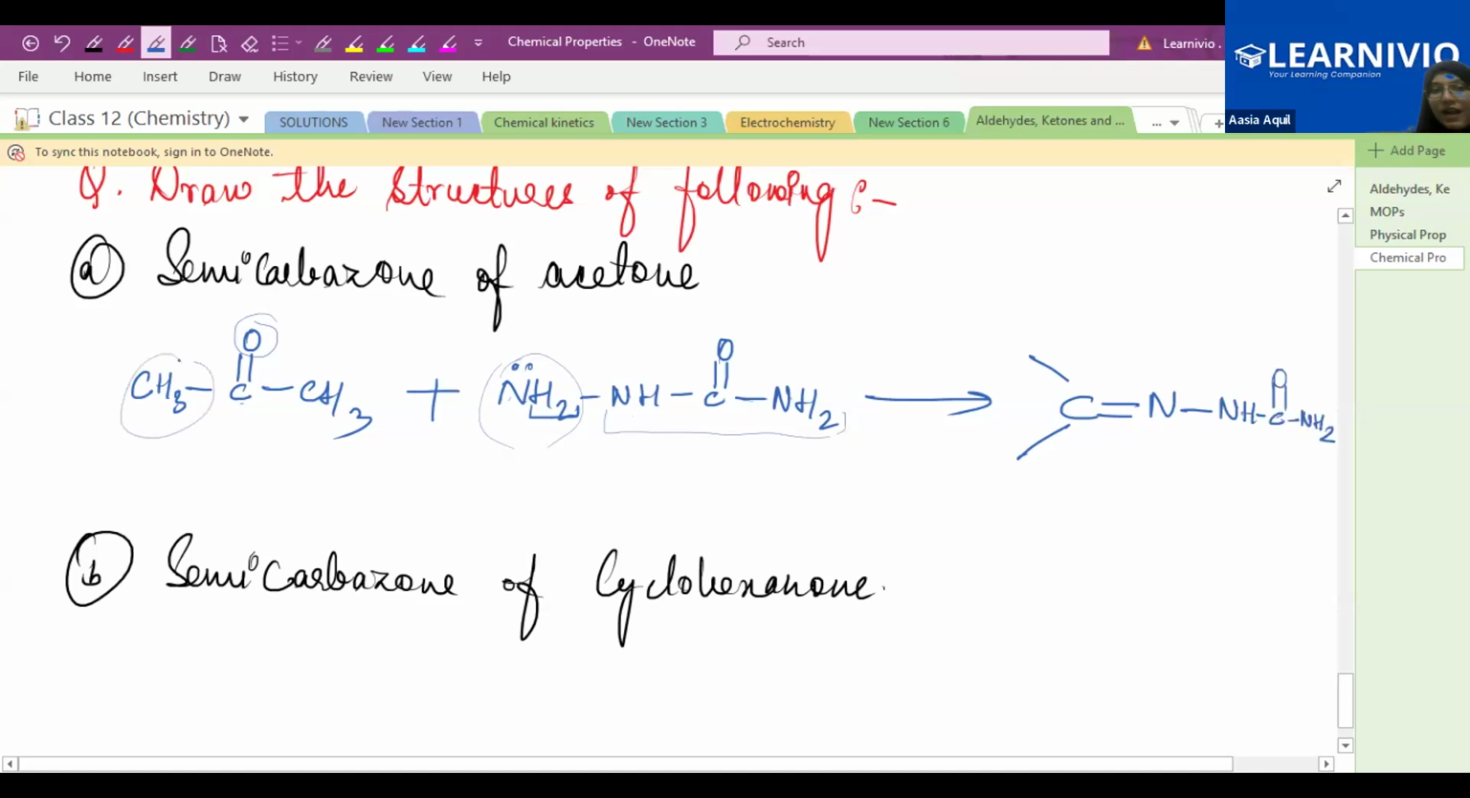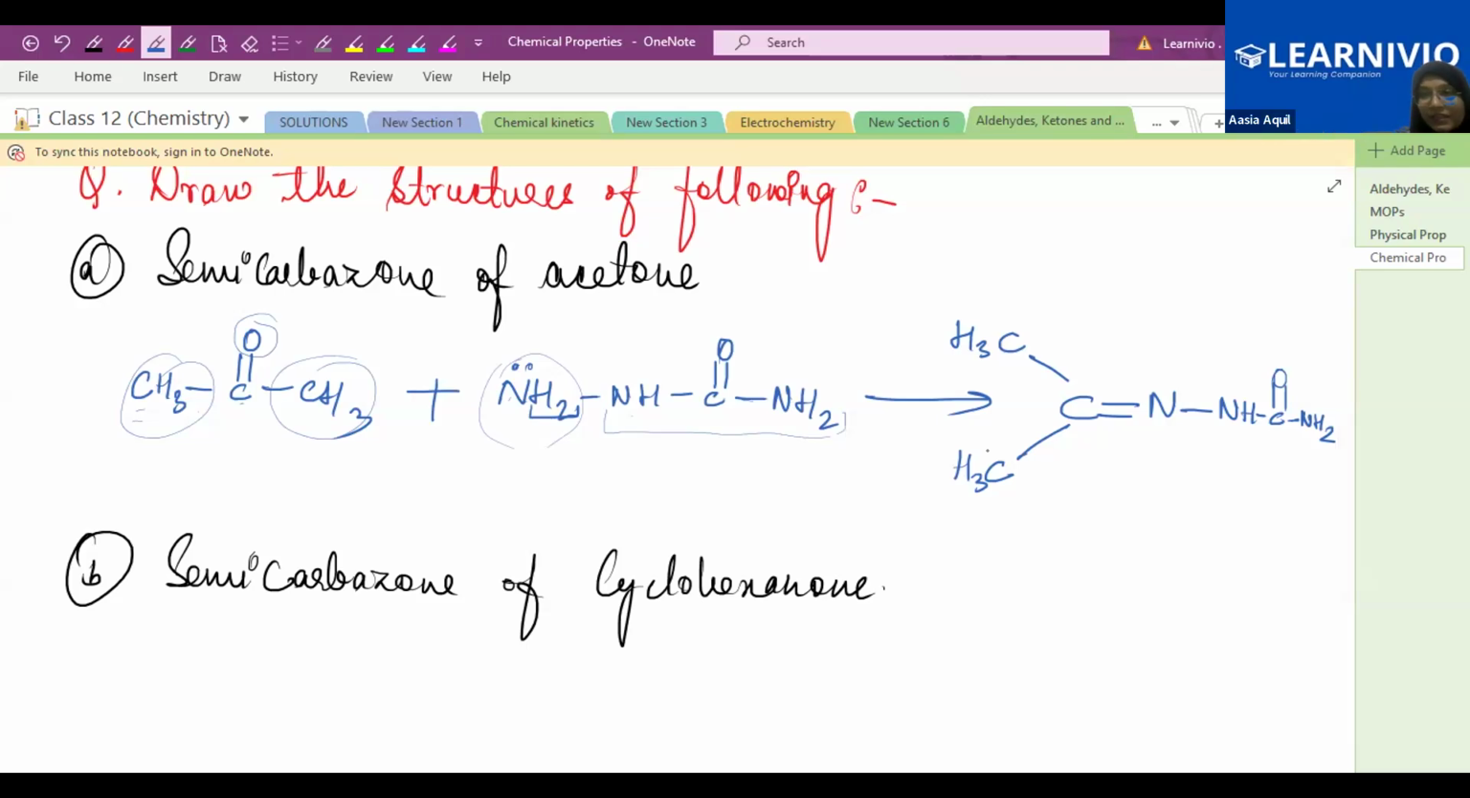Now, in the carbonyl compound, आपने oxygen को remove करा है and just attach this nitrogen to the carbon. Now, what are the remaining groups? CH3, CH3. So just attach one methyl group, the other methyl group. So that is the product. What is this? This is the semicarbazone of acetone. This is the semicarbazone of acetone. Is it clear?